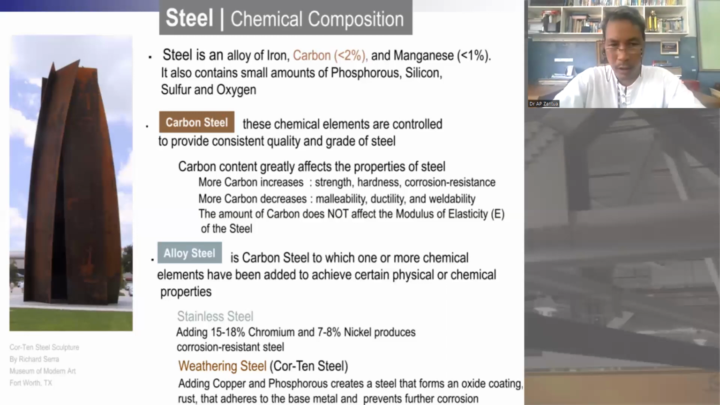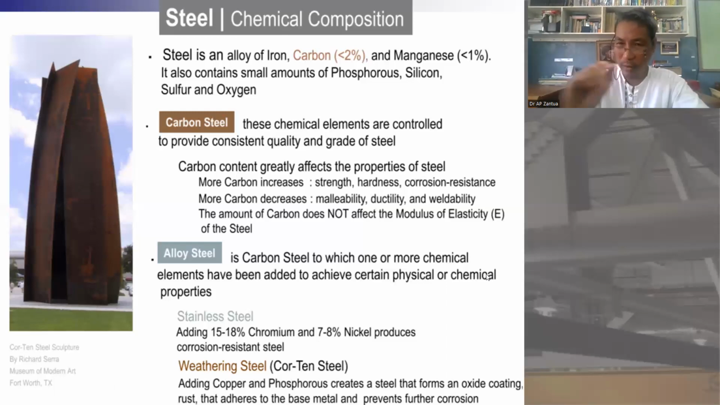And the next one, what is an alloy? Alloy steel is carbon steel to which one or more chemical elements have been added to achieve certain physical or chemical properties. So it is carbon steel plus something, and that is now alloy steel. The most popular example is stainless steel, wherein 15 to 18% chromium and 7 to 8% nickel.